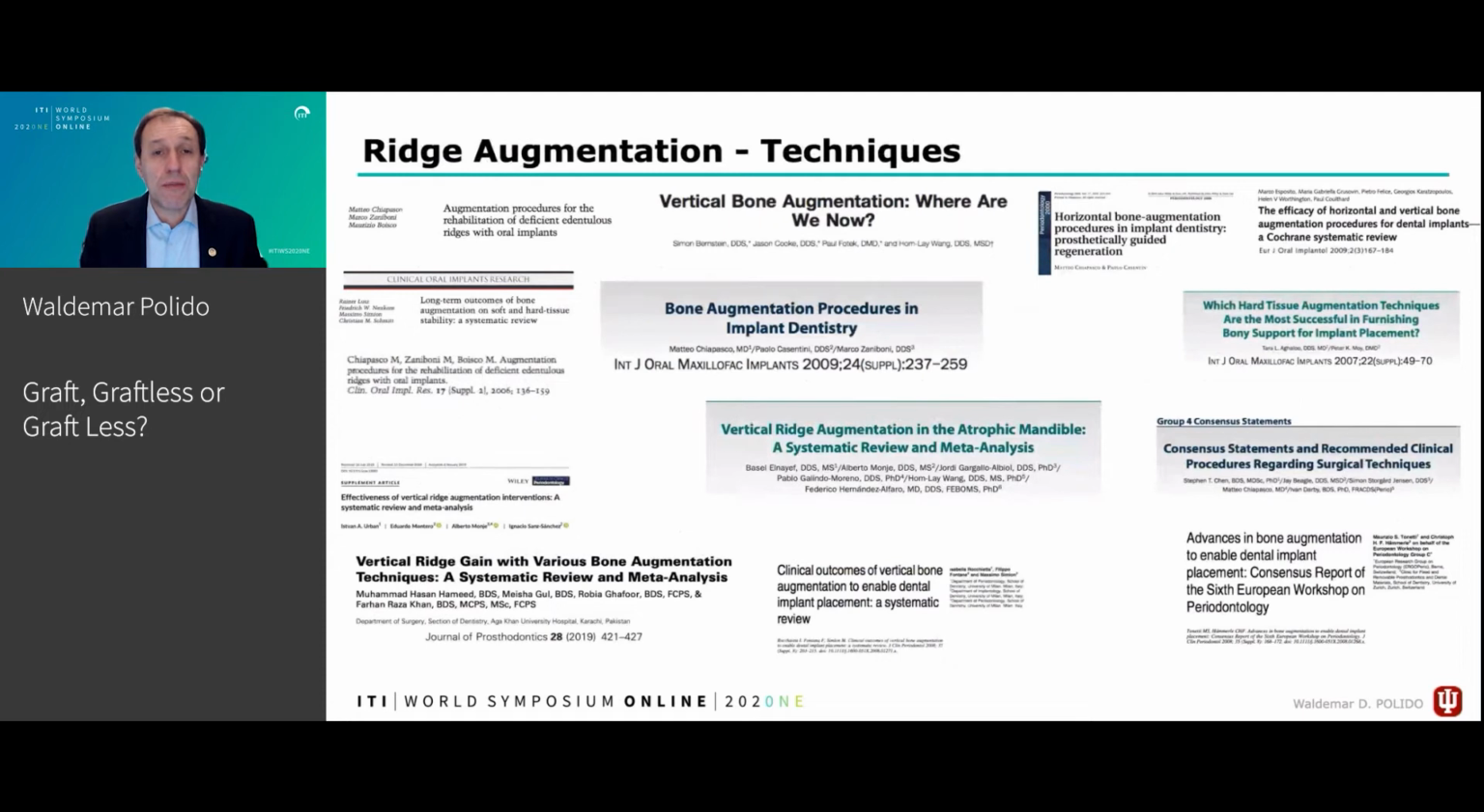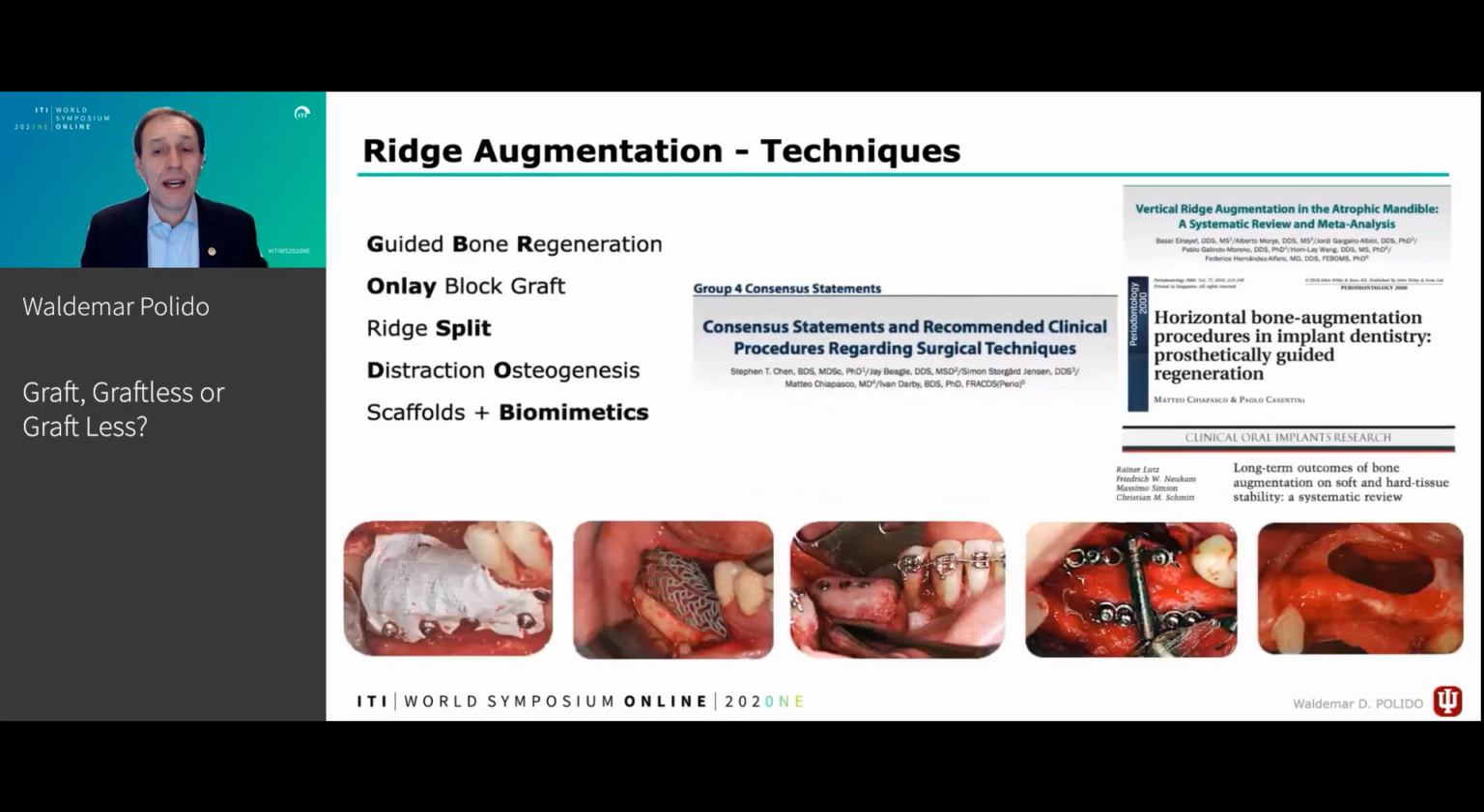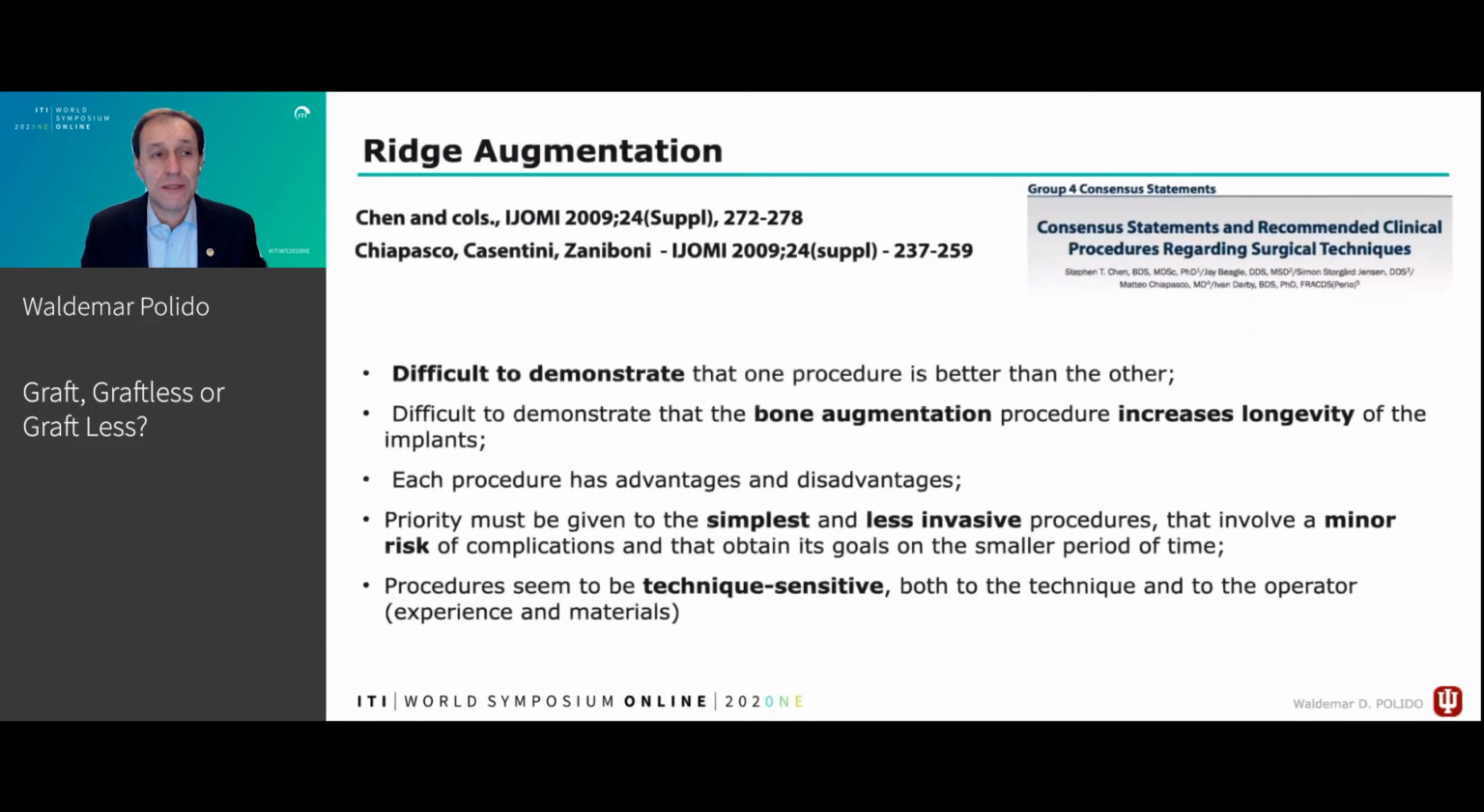If we look at the literature about bone grafting or bone augmentation techniques, vertical and horizontal, there are a lot of papers that talk about different techniques and different outcomes. I'm going to highlight just 4 of those, including the ITI third consensus statements. The techniques are guided bone regeneration, onlay or inlay block grafts, ridge split techniques, distraction osteogenesis, and recently the use of scaffolds and biomimetics. We will look at all these techniques for vertical augmentation of the posterior mandible, posterior maxilla, and horizontal augmentation of the anterior mandible and maxilla.